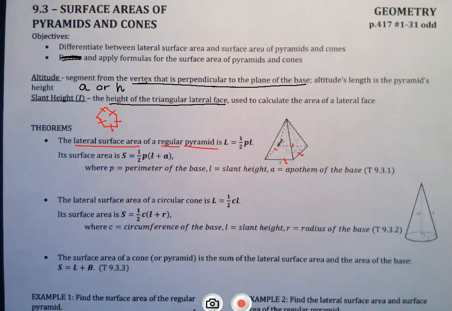Good try. So the lateral surface area here is L equals 1/2 P times a lowercase l. What's the P stand for? Perimeter. What's the lowercase l stand for? Not length. Slant height. Okay. So P is perimeter, l is slant height.